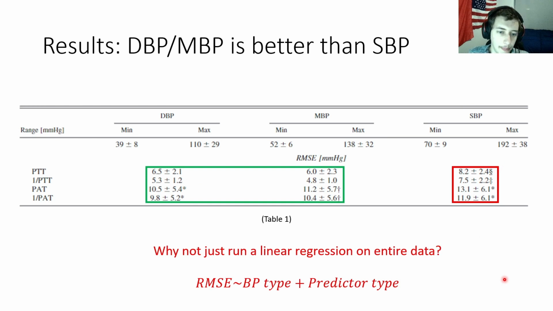However, I question for these comparisons why they didn't just do an overall linear regression where they take the root mean squared error and predict that based on the blood pressure type that they were predicting, as well as the predictor type and whether it was a reciprocal or not. I think that would have gotten you much more quickly, and perhaps in a more interpretable way, to which combination of measurements leads to the best prediction.